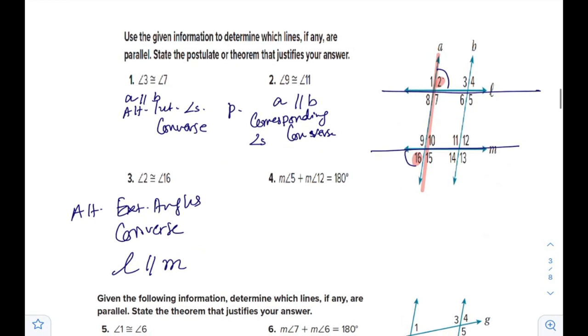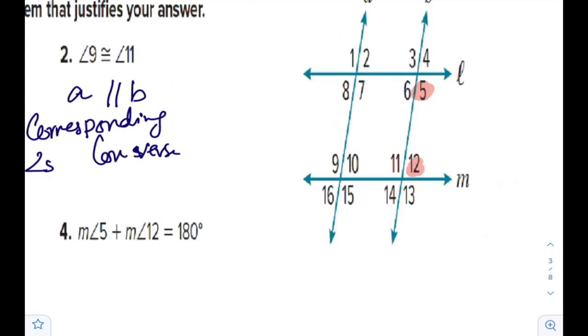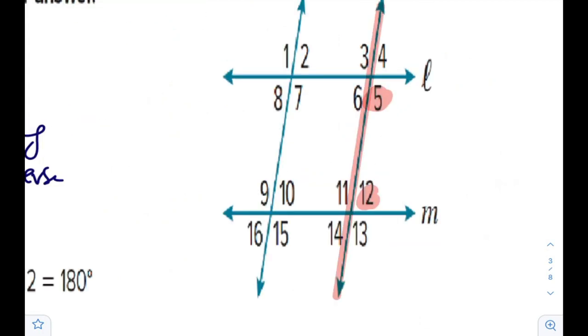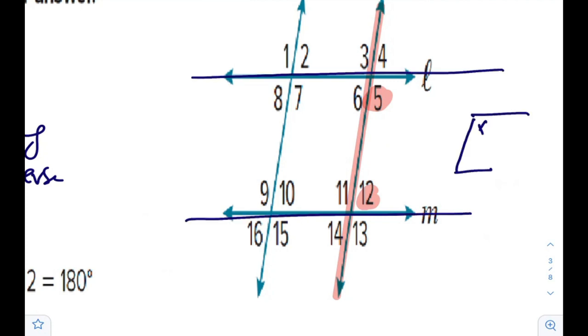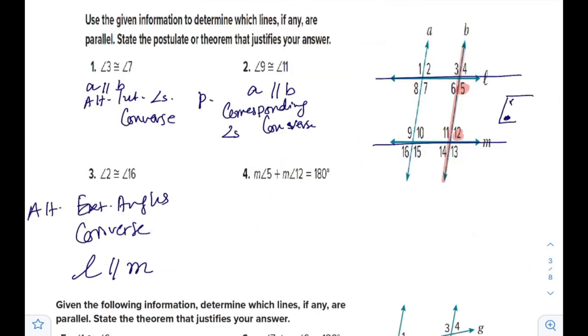Finally here, angle 5, angle 12 are supplementary. Let's check. Are they in the right position? Angle 5 and angle 12. They are located on this transversal, and this transversal is cutting those lines. As you see, they are in the position of consecutive interior angles or same side interior angles. So yes, consecutive interior angle converse. So the lines parallel are L is parallel to M as well.